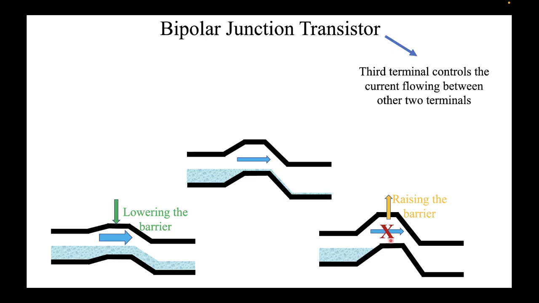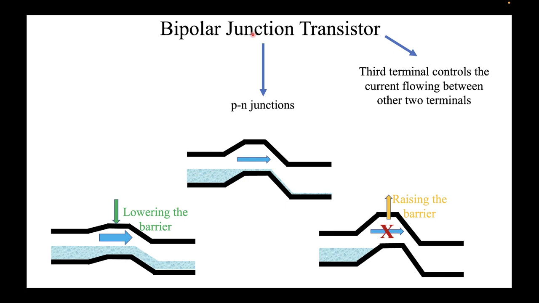However, if I were to artificially raise the barrier, with the pipe dimensions and the water level remaining exactly the same, you can see the middle part is now above the water level, so clearly no water can flow. So just by changing the height of the middle barrier, I'm able to control how much water is flowing, or whether the water is flowing at all. That's what a transistor does. By controlling the middle level, it can control the flow of electrons from one terminal to the other.